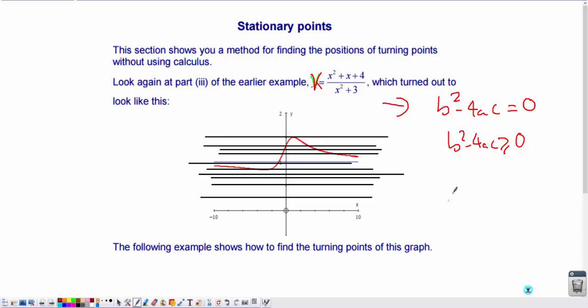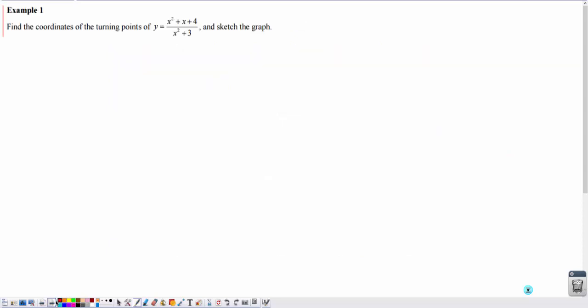If you want to find where your graph is invalid, that's when you're looking for when b squared minus 4ac is less than 0. Of course, in each of these situations, I'm starting off from this, multiplying it out, making the quadratic, and then doing b squared minus 4ac. So let's look at the next example.